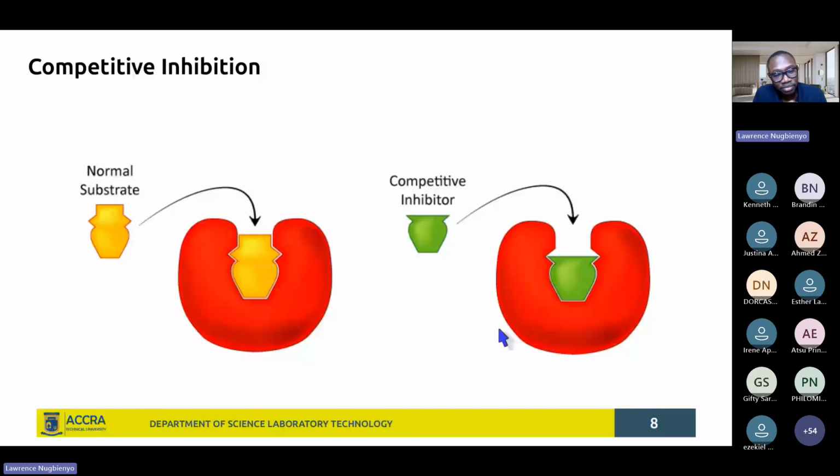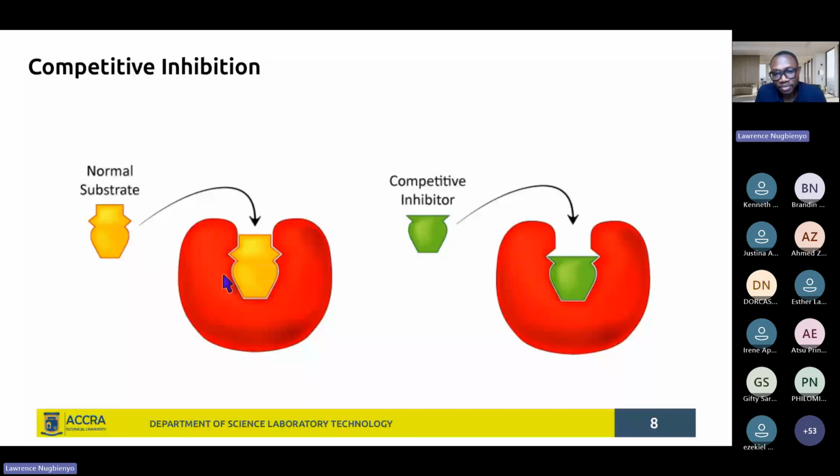The first we're looking at is competitive inhibition. And as the word suggests, I think we saw some competitive inhibition much earlier. We mentioned it briefly. So this is an enzyme, shown with a red color, and the yellow object is depicting the normal substrate that should bind into the active center of that enzyme.